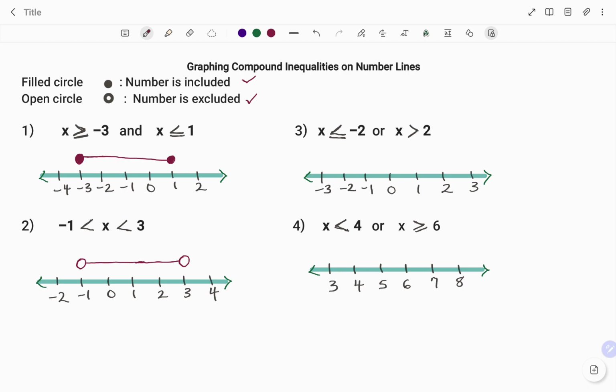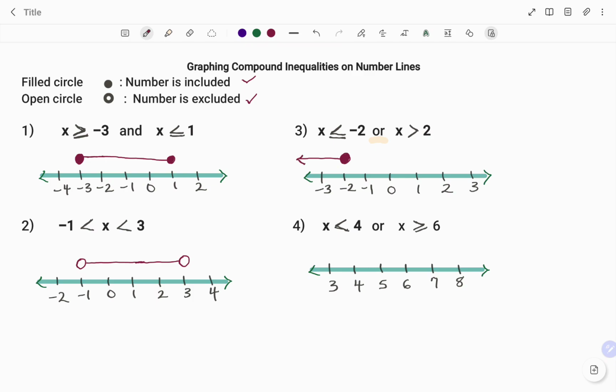But looking at the third example, in this case, we are using the word or. So what that means is the value of x will fulfill the two conditions separately. The two graphs do not overlap. They are either true. So if I have x less or equal to minus 2, and I start at minus 2, because of the or equal sign, I'm going to have a filled circle and x is less than, so it's going towards my left.